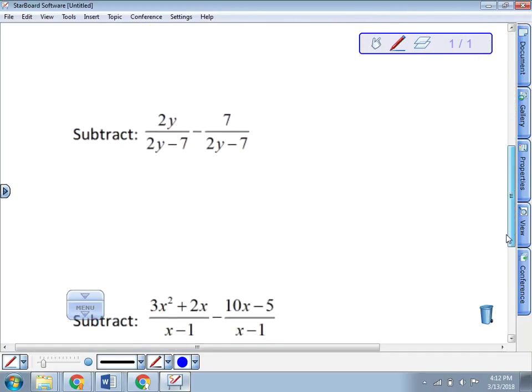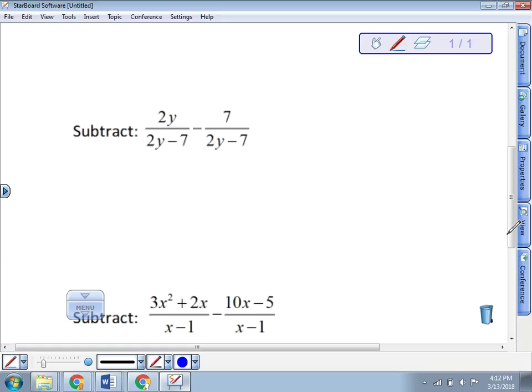Now on to subtraction. The only thing different, obviously we need that common denominator. Always got to have that common denominator, which in this case is 2y minus 7. With subtraction, this negative sign has to be distributed to every term in the numerator. Now, in this case, it's just the one number, but that's where most mistakes are made. So when I combine these, I'm going to have 2y, and then it's going to be minus 7. Those can't combine, so it stays like that.